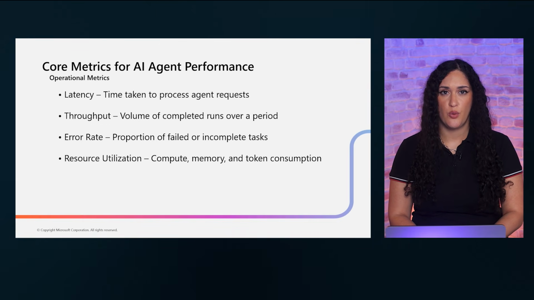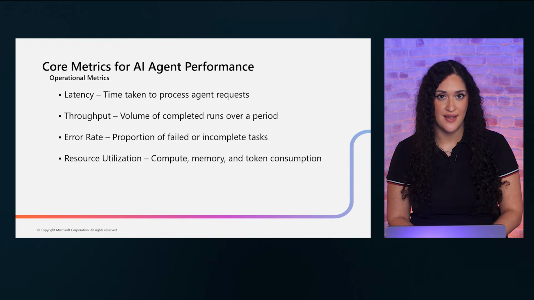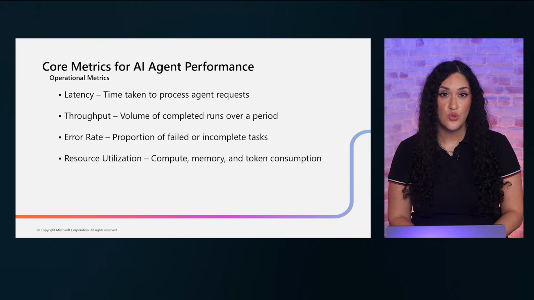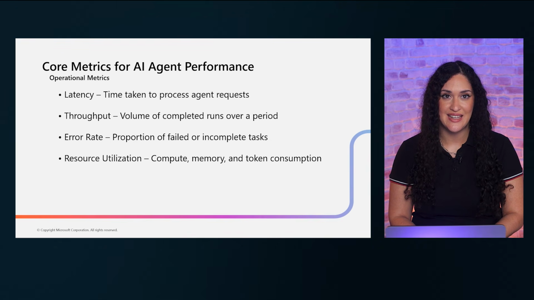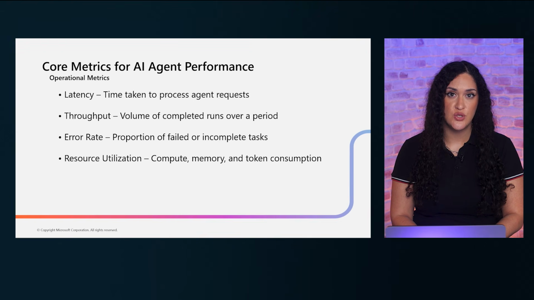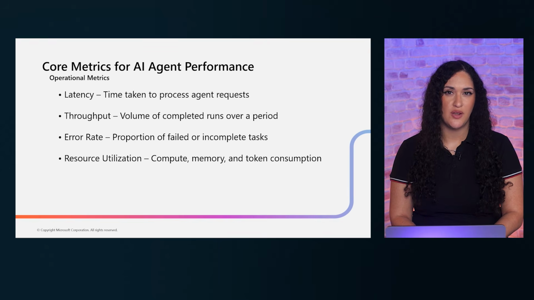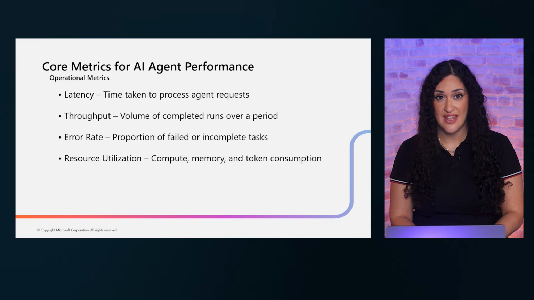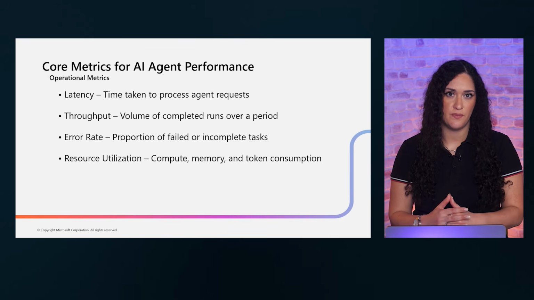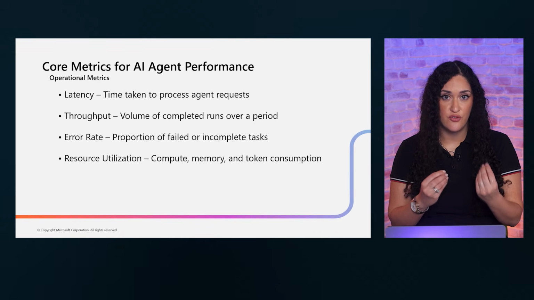Let's break down the core operational metrics every architect should track. Latency is the time taken to process agent requests. Users notice latency immediately, so set tight targets. Throughput measures the volume of completed runs over a period. This tells you about capacity and scalability. Error rate is the proportion of failed or incomplete tasks. Even a small increase in error rate can indicate a growing problem. And resource utilization covers compute, memory, and token consumption. This is directly tied to cost and efficiency.